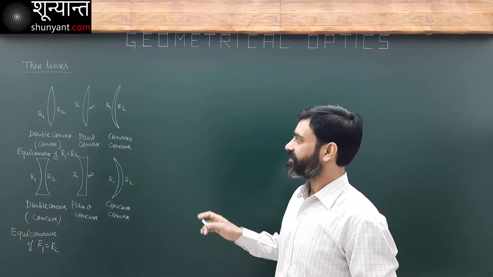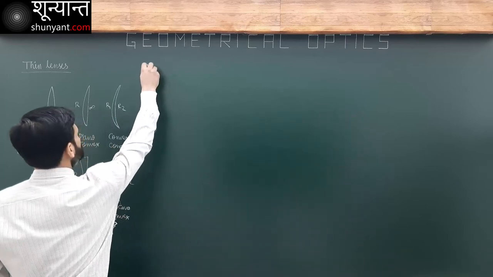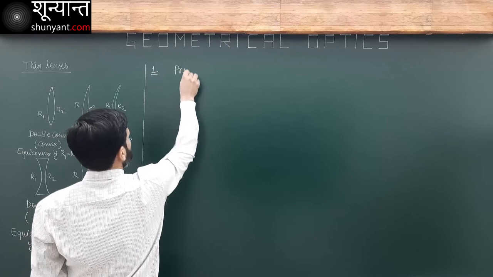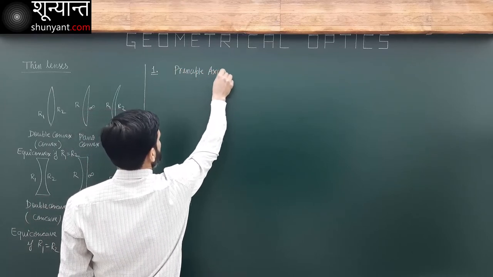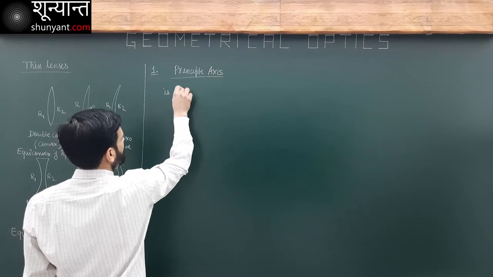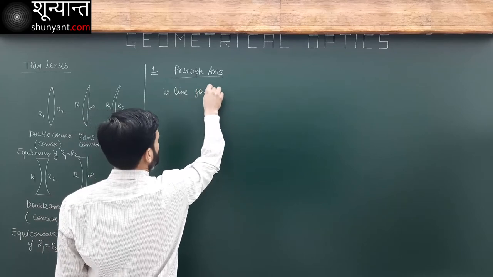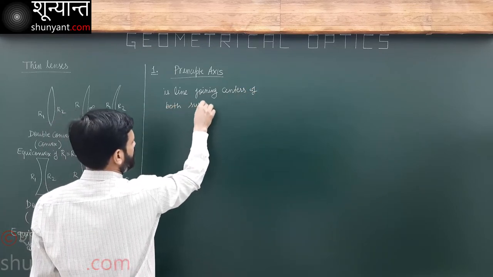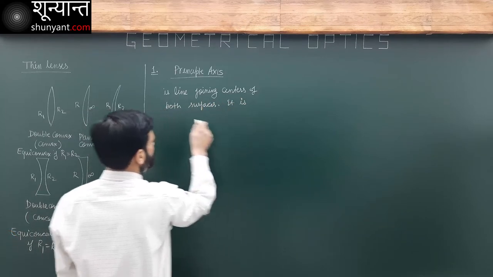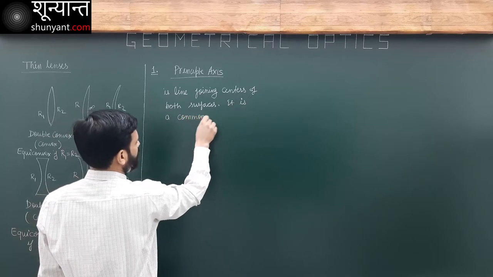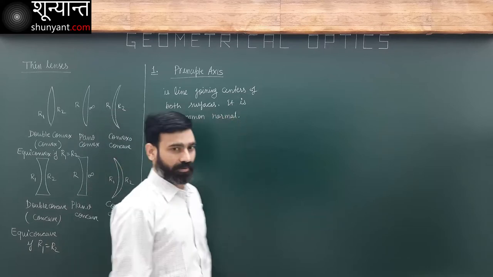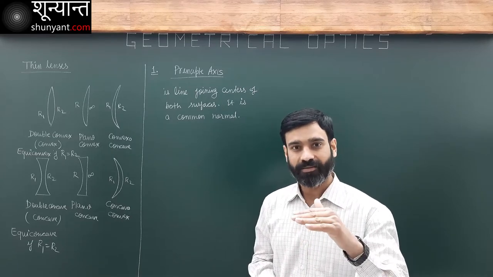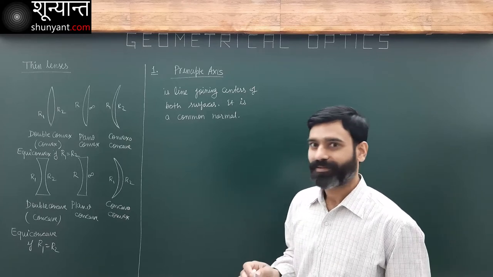We have different types. Now let's look at a few terms associated with thin lenses. The first term is principal axis. Principal axis is the line joining the centers of both surfaces. It is a common normal. Understand this, common normal. Principal axis will be a common normal to both surfaces. That means if I have a light ray passing through the principal axis, it is going to pass undeviated.